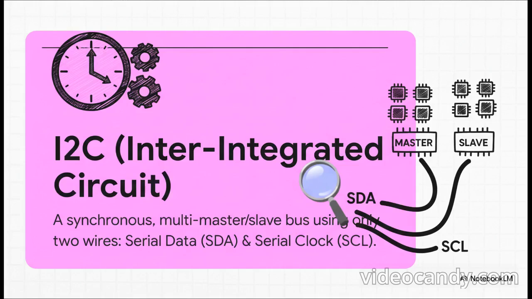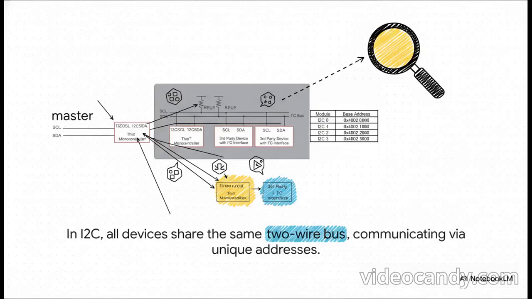I2C, which we pronounce I squared C, stands for Inter-Integrated Circuit. It's a synchronous bus, so yep, it uses a clock. But here is the magic trick. It only needs 2 wires for everything: a serial data line, or SDA, and a serial clock line, SCL. And what's really incredible is that it also supports multiple leaders and multiple followers all sharing those exact same 2 wires.